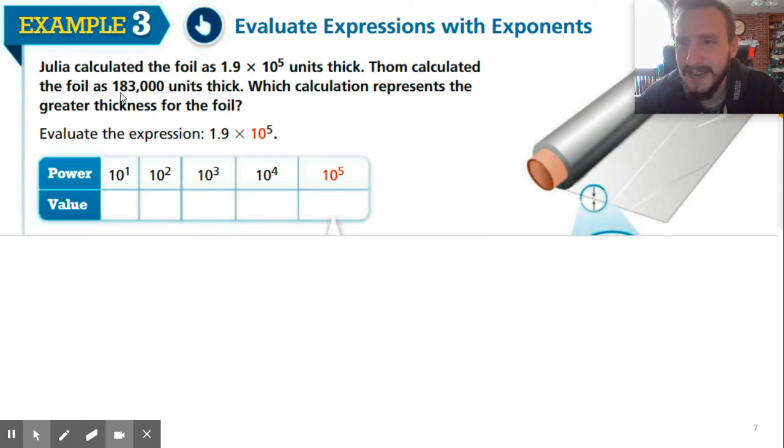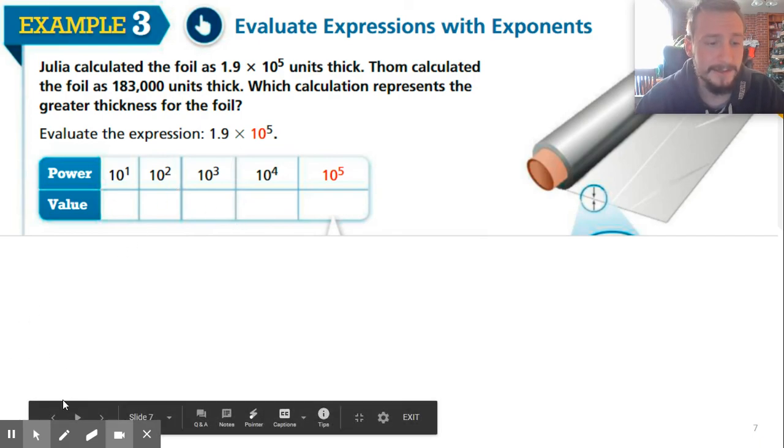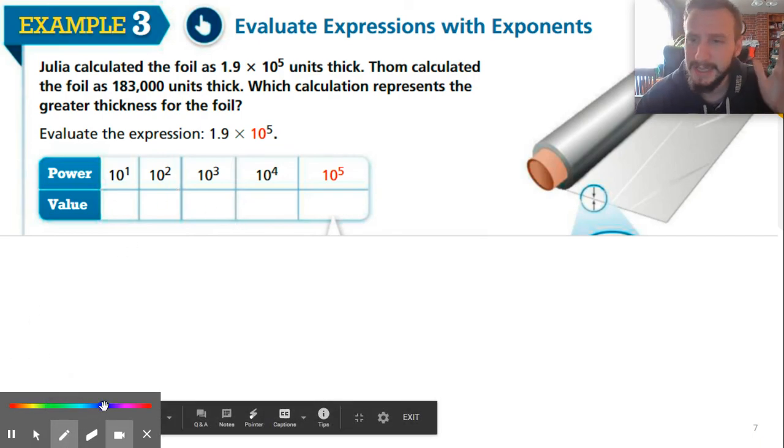Okay, well, 183,000 units thick, that we can understand, right? 1.9 times 10 to the 5th power, I can't really visualize that. So we want to evaluate that expression to compare the two numbers. Okay? So the way we do that, if we have 1.9 times 10 to the 5th, you want to solve that exponent first. So we want to solve what's 10 to the 5th power first. So 10 to the 5th power, let's just ease up to it.